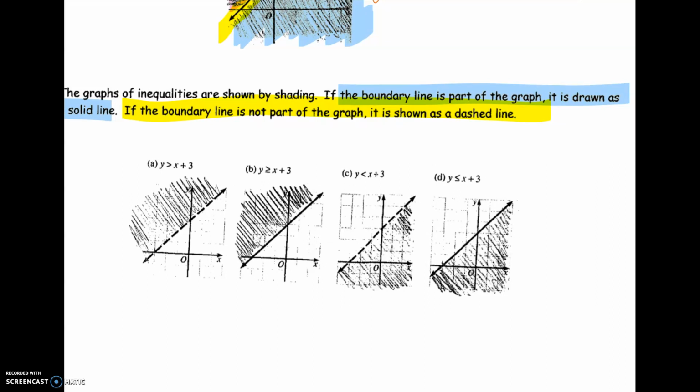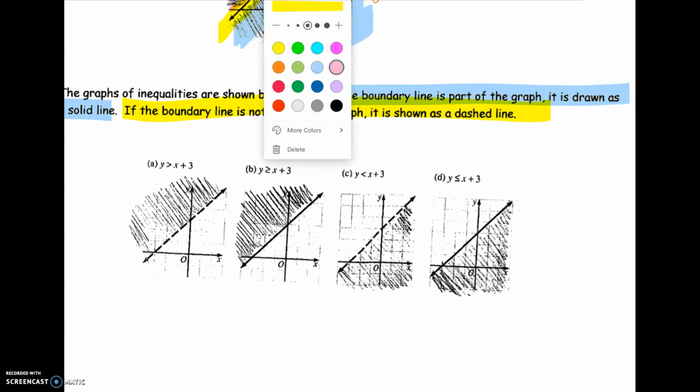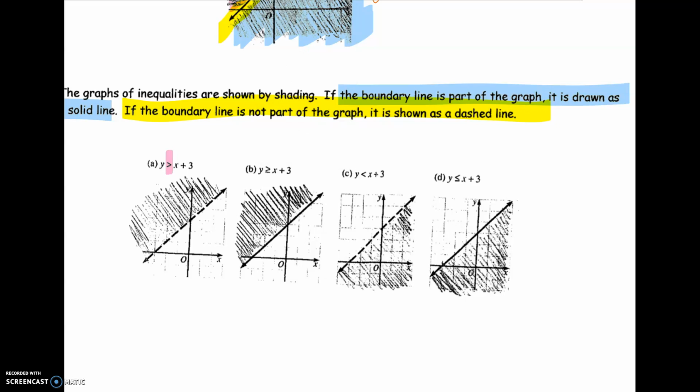In A, we have y is greater than x plus 3. This boundary line is not included. It's a dashed line. How do we know? Because there's not an equal to with the greater than symbol. It is just greater than. So any solutions on that line are not included. It's just what you shade.